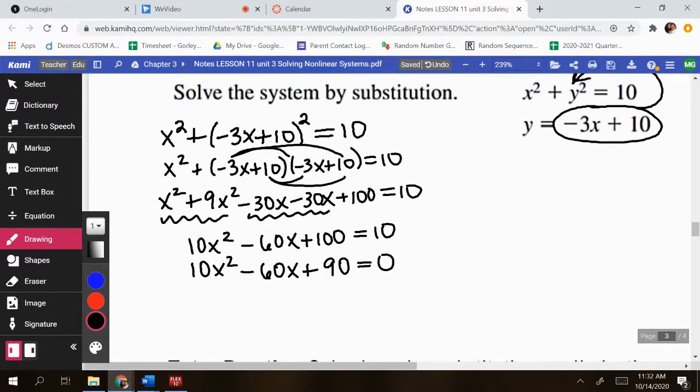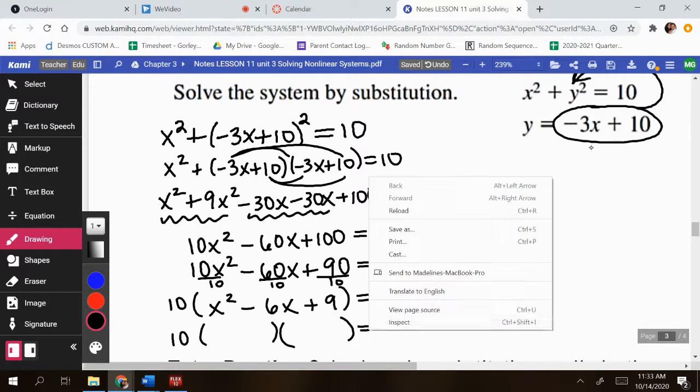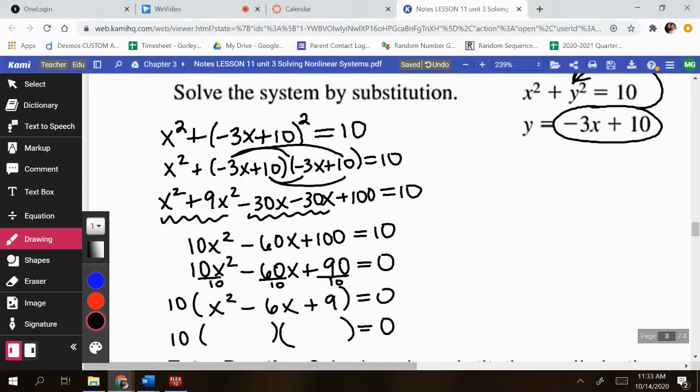Look for a GCF. So is there a GCF? There is. All terms are divisible by 10. So if I divide each one of these terms by 10, we would get x squared minus 6x plus 9. Okay, let's factor that. This is actually going to be a perfect square trinomial.